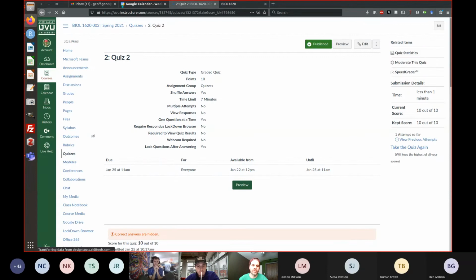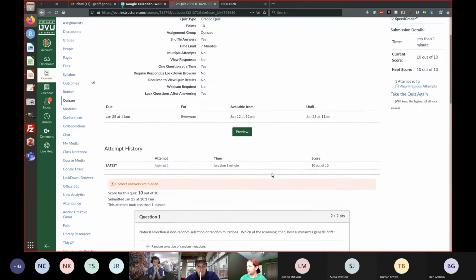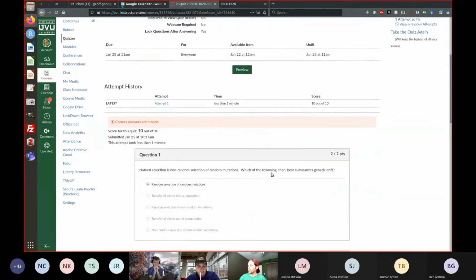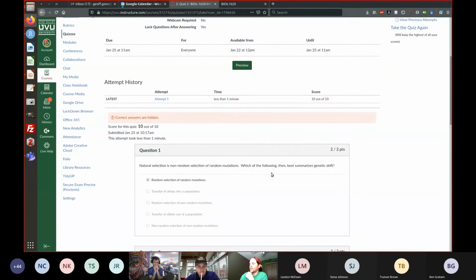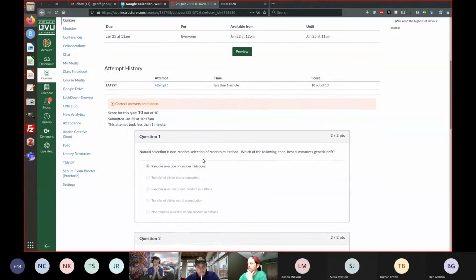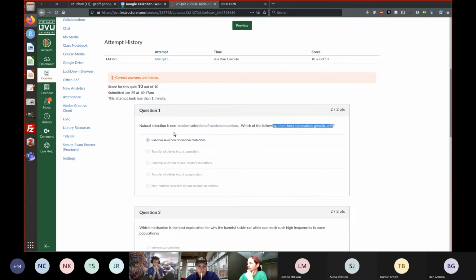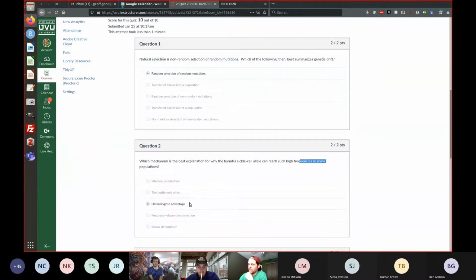Oh, it's not going to let me take it from scratch again. Okay, that's all right. So, natural selection is non-random selection of random mutations. Well, genetic drift is random selection of random mutations. Which mechanism is the best explanation for why sickle cell allele, even though it's harmful, can reach high frequencies? Heterozygote advantage.